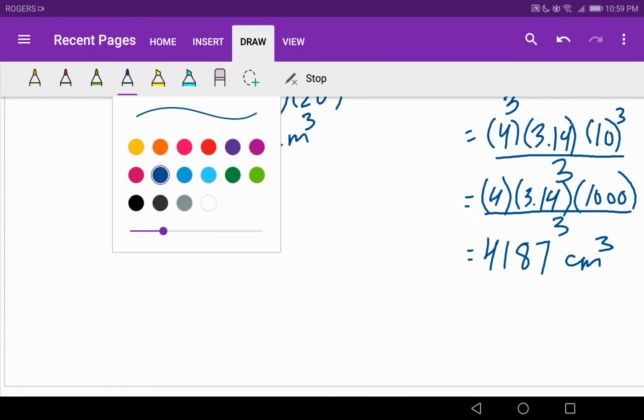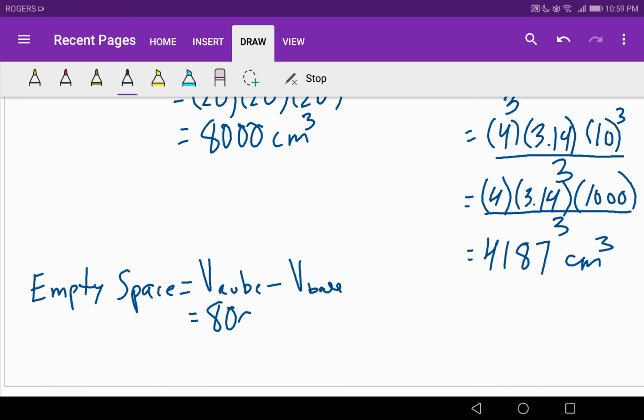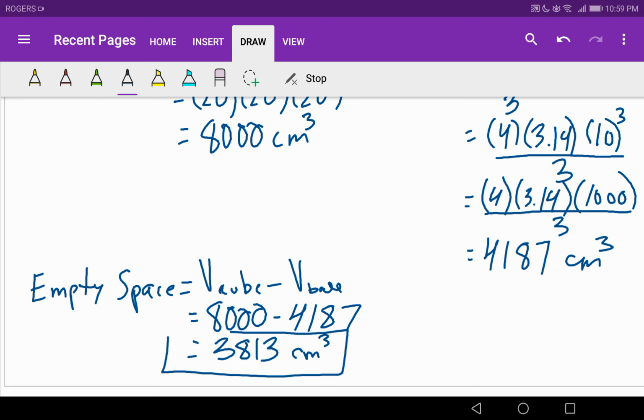Okay, now let's actually solve for the empty space, right? So the empty space equals, remember, it's the volume of the cube minus volume of the ball, which is 8,000 minus 4,187, okay, which is 3,813 centimeters cubed. There's your final answer.